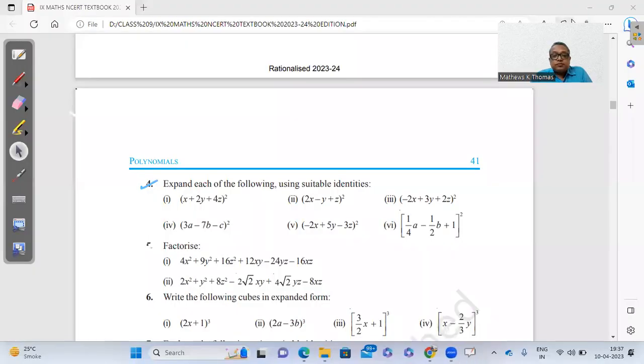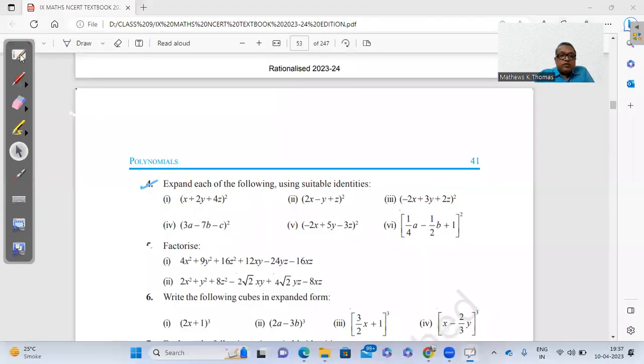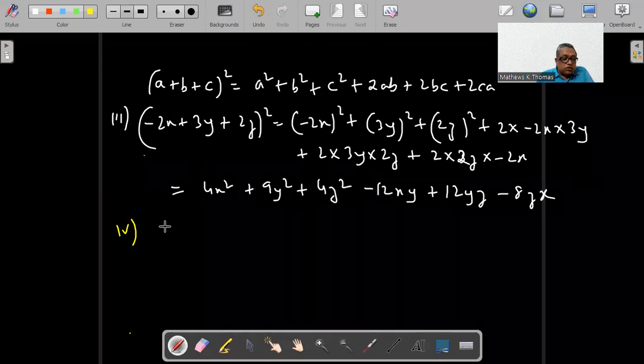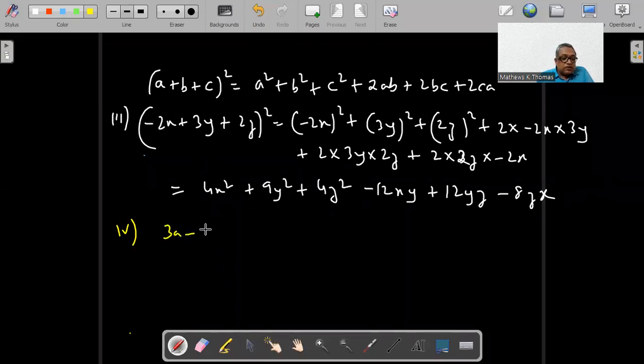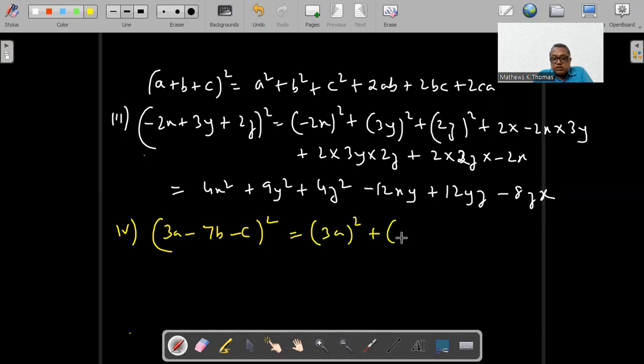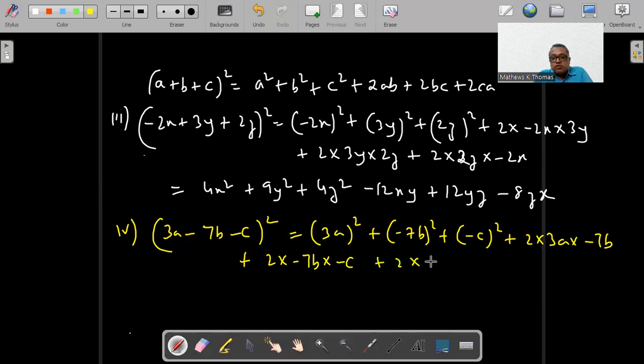Fourth part: (3a - 7b - c) whole square. There are two negative terms now. So this will be (3a) whole square plus (-7b) whole square plus (-c) whole square, twice of 3a into minus 7b, plus twice of minus 7b into minus c, plus twice of minus c into positive 3a.